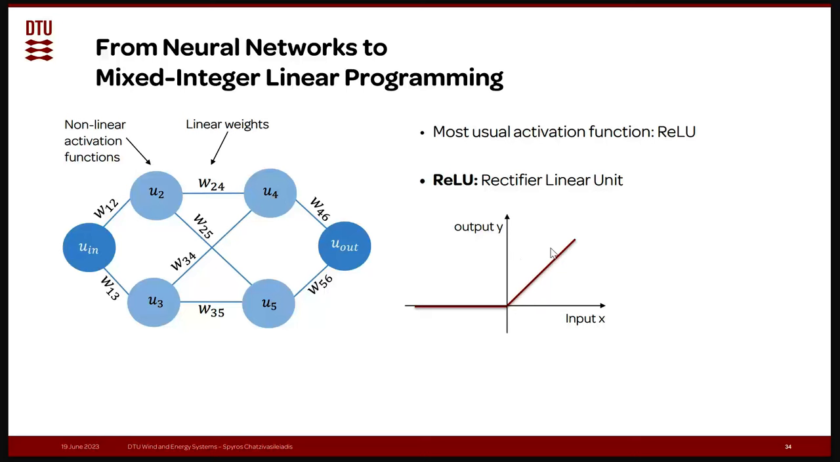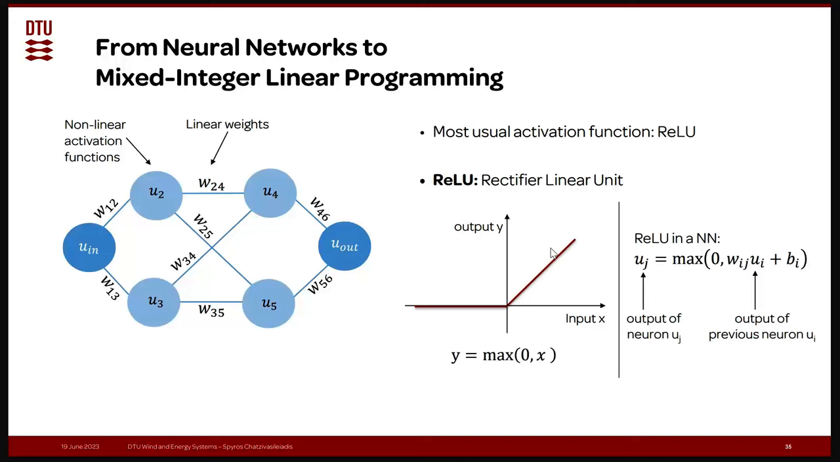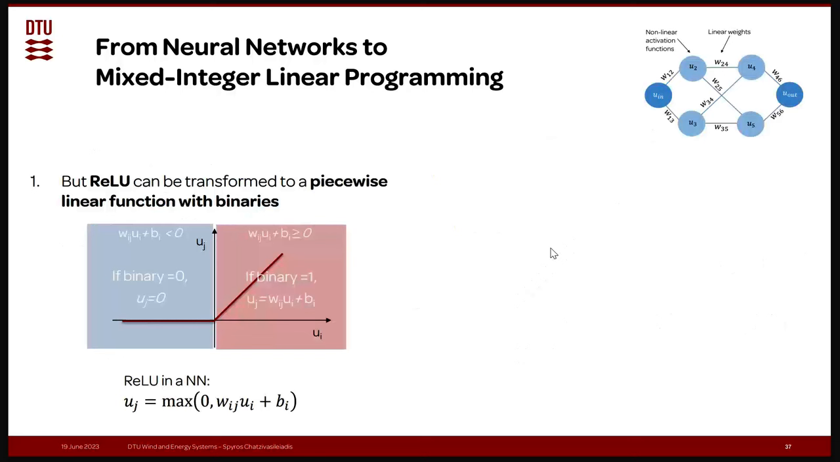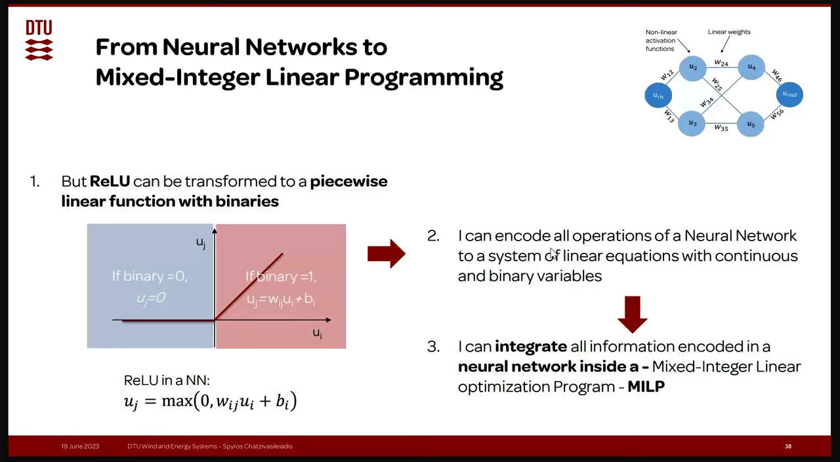Okay. I can model that with a max operator. It's the same thing. And if it's a max operator, then I can also model that with binaries. So I have one binary variable per neuron. If the binary is 0, then propagate 0. If the binary is 1, propagate the input. By doing that, I can get all the operations that happen in the neural network from the input to the output into a set of linear equations with binaries. So then I can optimize over that.